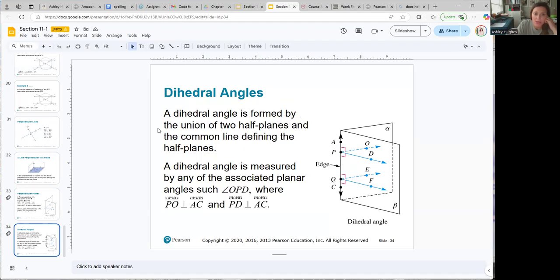A dihedral angle is formed by the union of two half planes and the common line defining the half planes. A dihedral angle is measured by any of the associated planar angles. So this is LBD, where PO is perpendicular to AC, and BD is perpendicular to AC. So di means two, so it's a union of two half planes.